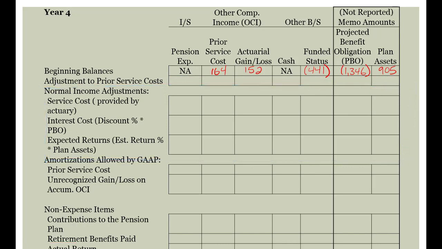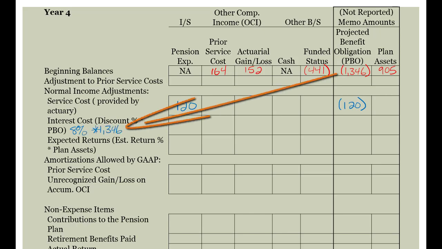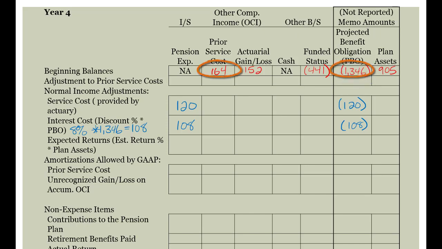The service cost was provided by the actuary. It was $120 for this year. So we debit service costs for $120 and we credit our projected benefit obligation. Next, we had our interest. So let's see, we take 8% is the discount rate we were given times 1346, and that gives us 108. So again, that increases our expense and it increases our obligation. And I don't have to worry about adding in the prior service cost. It's already been added and incorporated as part of this beginning balance.